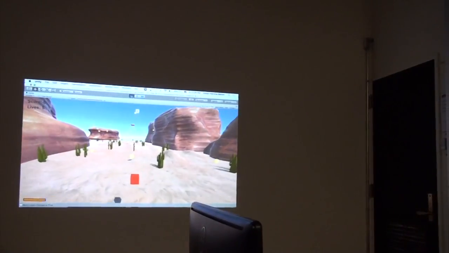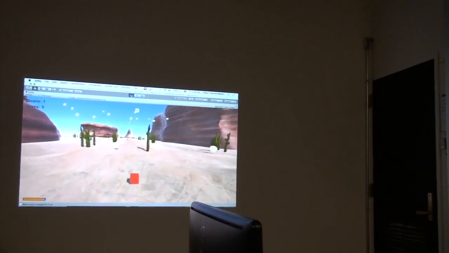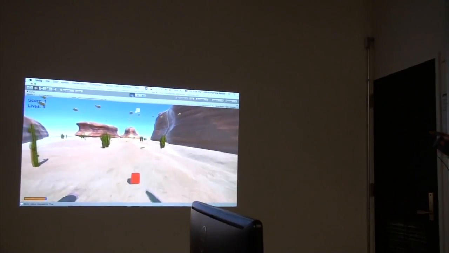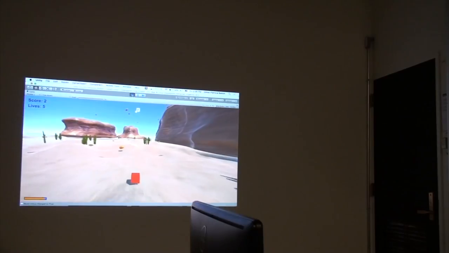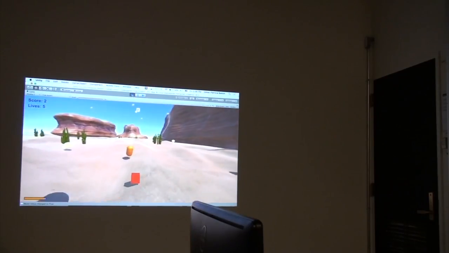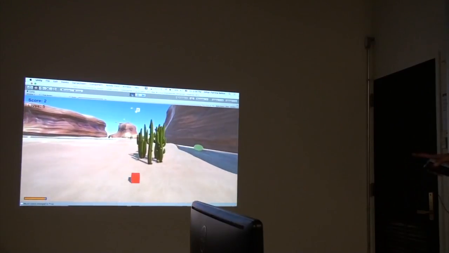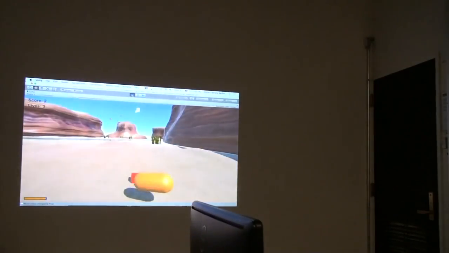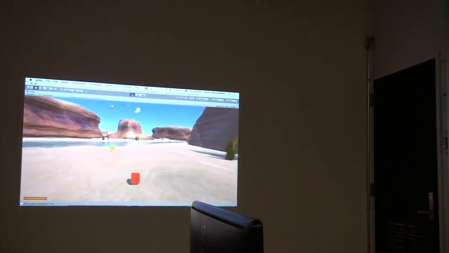Okay, so the cube is moving infinitely in the plane, and you can collect coins, and that'll make your score grow. If you touch a cactus, those are like enemies, that'll destroy your lives. You start off with 5 lives. What she just picked up is a capsule, so you see the little bar at the bottom, that's how much fuel you have, so that you can fly, which is hitting spacebar.